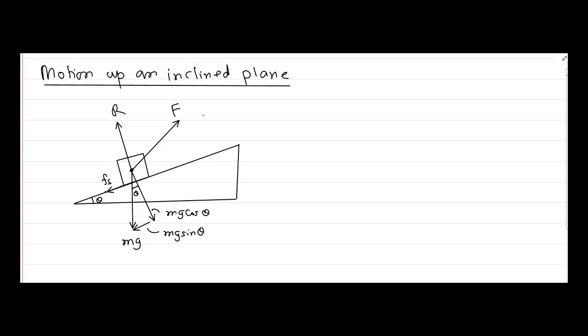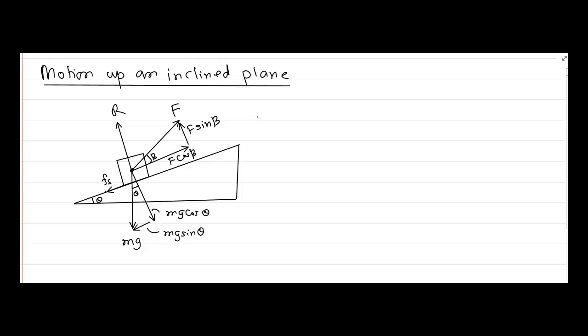Coming back to this force, it will have two components: a component which is parallel to the inclined plane and a component which is perpendicular to the inclined plane. If I call this angle beta, then this will be F sine beta and this is F cos beta.